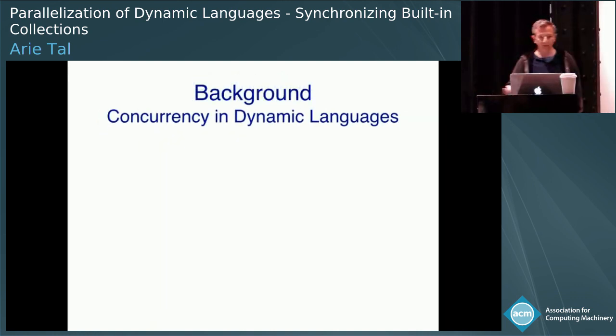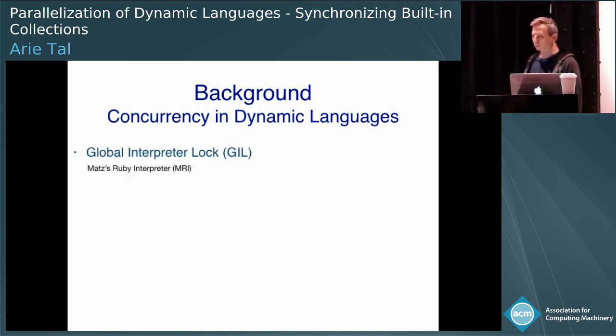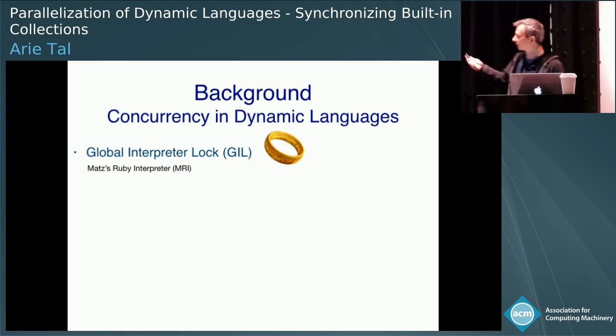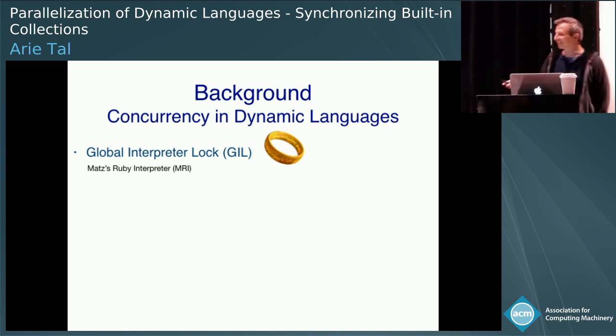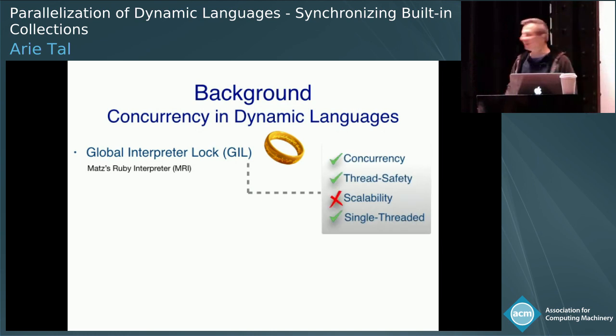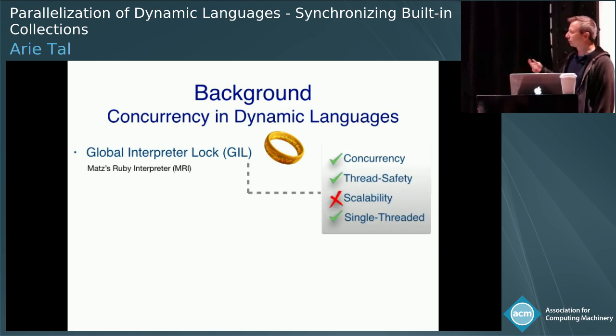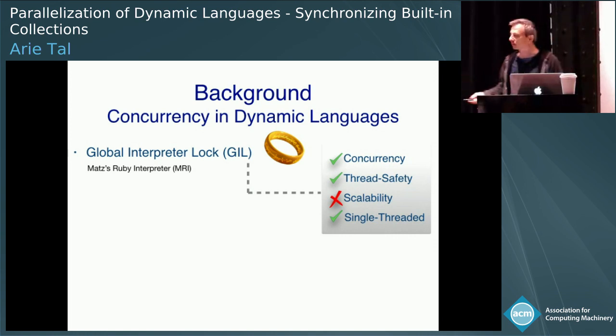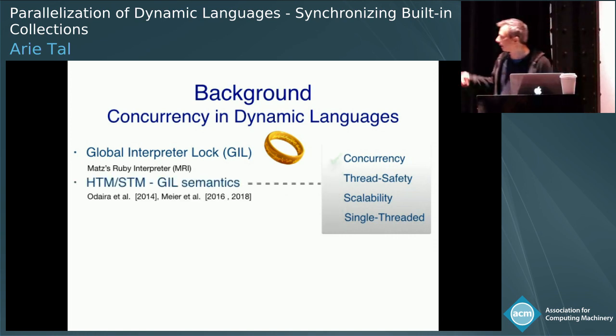First of all, some work has already been done to parallelize dynamic languages. There is the global interpreter lock, which is basically locking the entire VM on every action. Essentially, this is like the one ring that rules them all. Is anyone familiar with that? So we get concurrency and thread safety, but we don't get any scalability out of that. So that doesn't really help us.